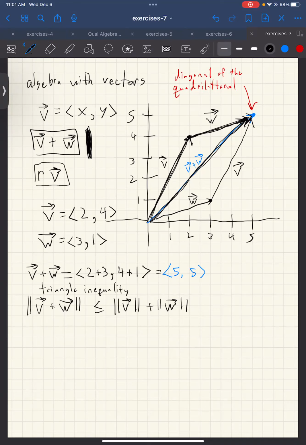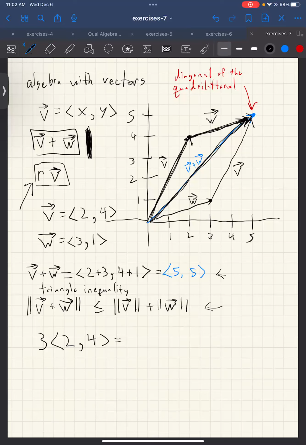Well, the next thing to talk about would be this thing here. So we talked about adding two vectors together, and we talked about the triangle inequality, comparing the lengths when adding two vectors together. But let's talk about how we can multiply a real number times a vector. So let's say we have our vector 2, 4 from up here, but we wanted to multiply that vector by a real number 3. What would make this the easiest operation that we could do?